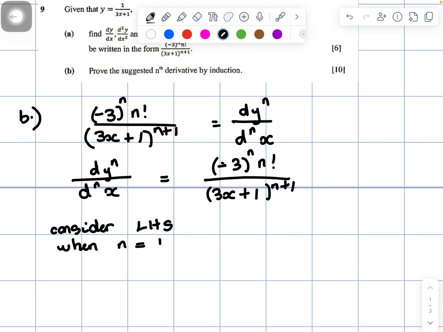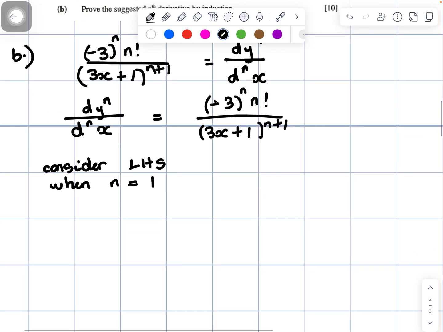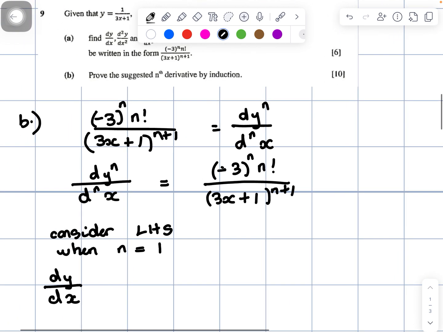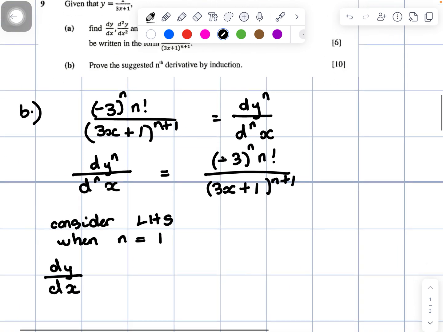Left hand side when n equals 1. So when n equals 1, the left hand side will just be what? dy dx. That's why I said we need to consider the previous answers. What was our answer for dy dx? Our answer for dy dx was minus 3 over 3x plus 1 to the power 2. Please check the previous video so that you are not lost. That was our dy dx.